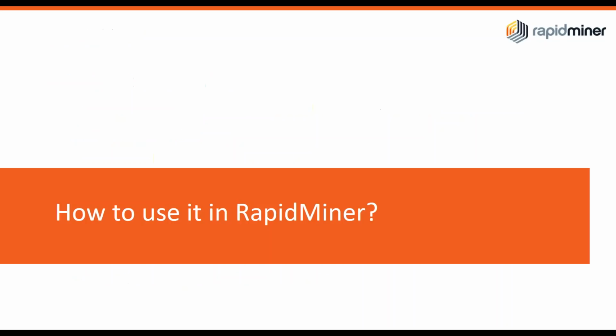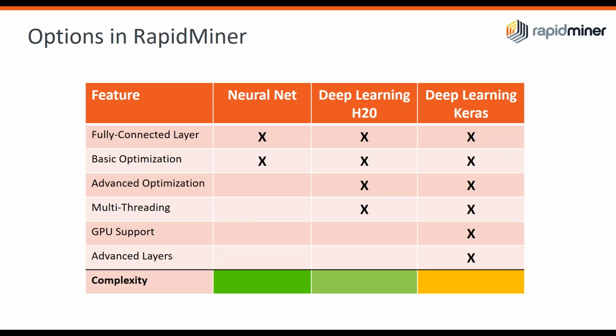Okay, so how are we going to use it in RapidMiner? Well, we have multiple options. By default, we have a neural net operator. This is great when you want to get started and just want to play around with the basic fully connected layers.